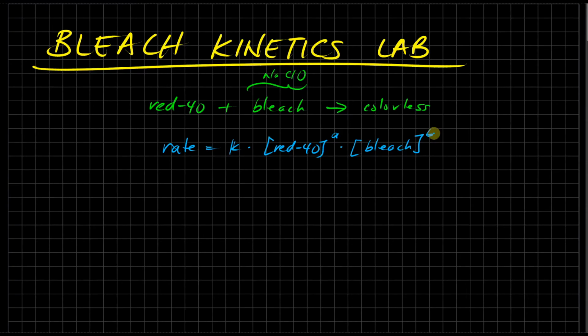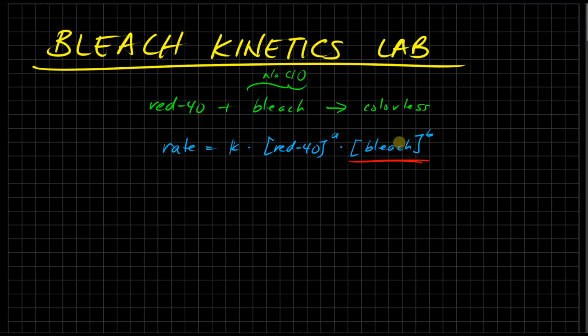Now, when we have something like this, we can actually simplify this rate law if we make one of these concentrations so large that it doesn't actually change during the course of the reaction. So in lab this week, we're going to make the bleach concentration much higher than red 40 so that it doesn't really change, and so we can think of the bleach concentration as constant throughout the reaction.